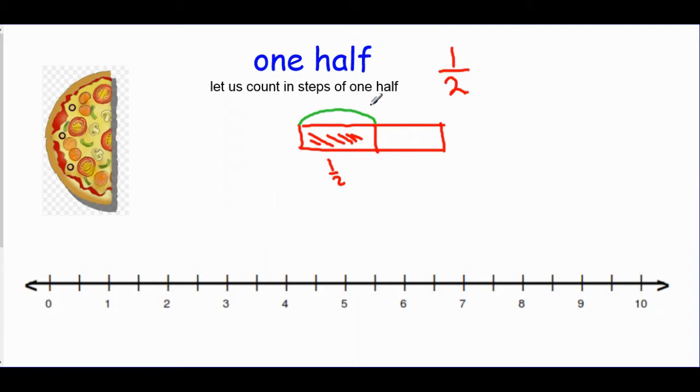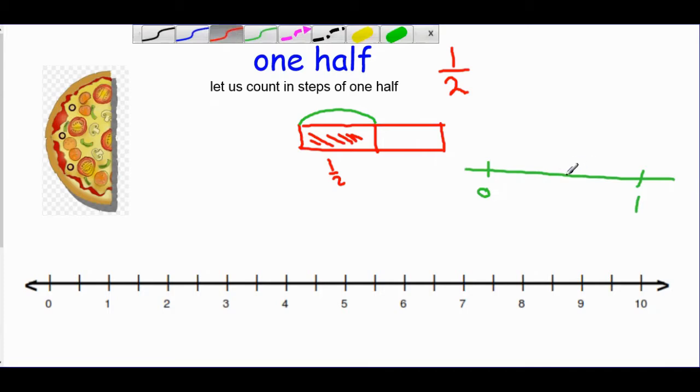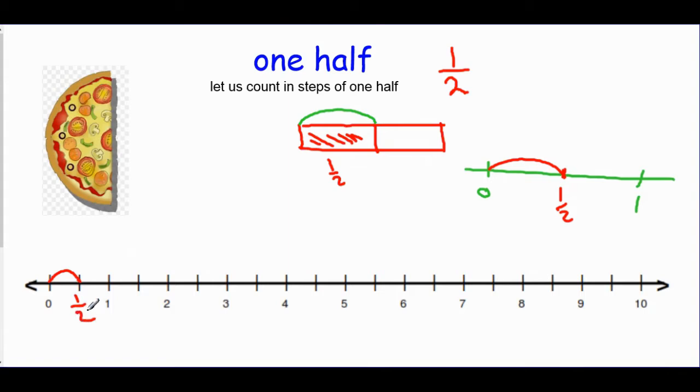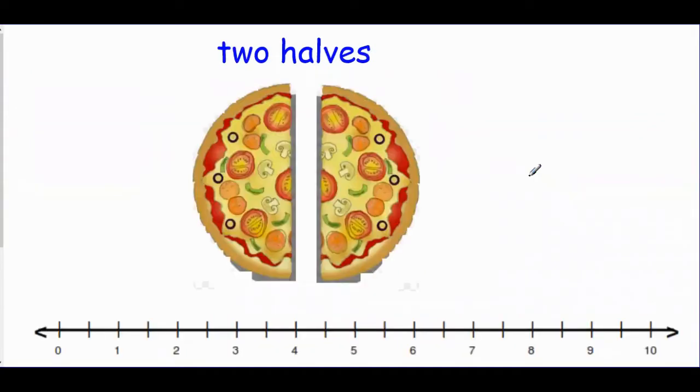Applying the same strategy to the number line, if I have a distance between 0 and 1, halfway between 0 and 1 is called one half because I divided the distance between 0 and 1 into two parts. So if I walk this part, it will be one half. If I walk from here to here, I make one half, because one half is halfway between 0 and 1. So this is one half.